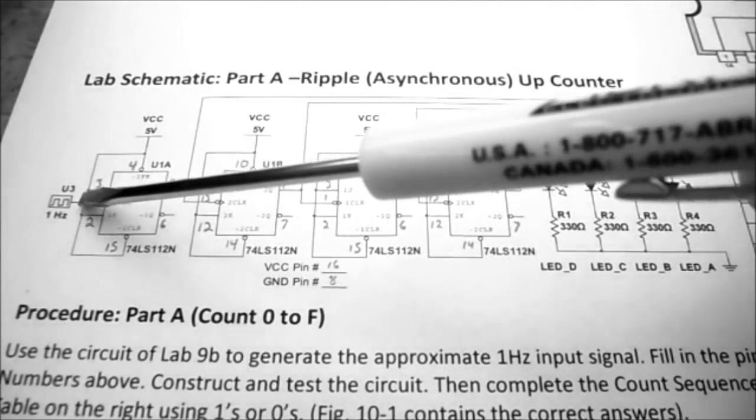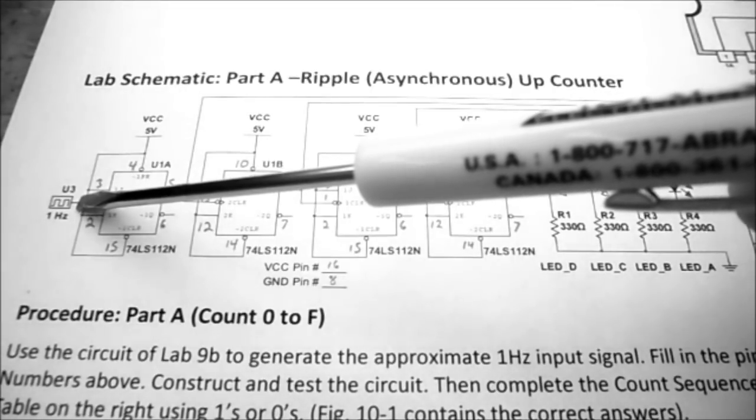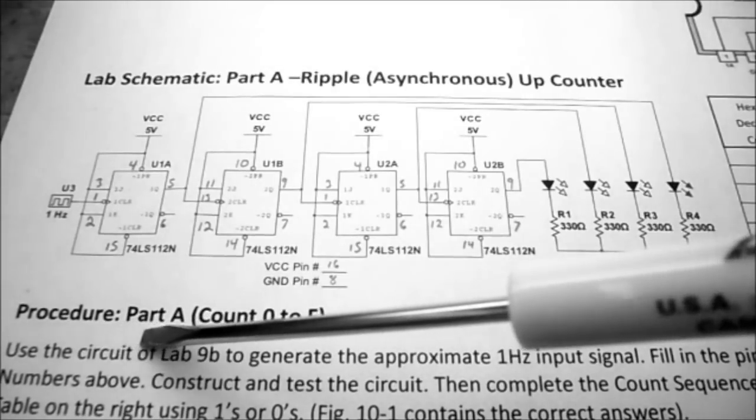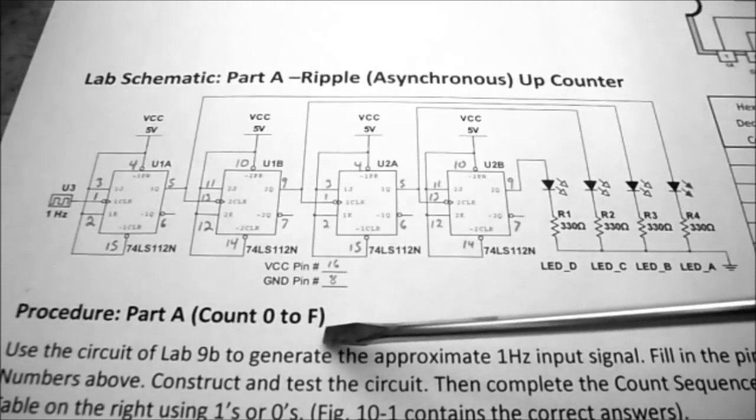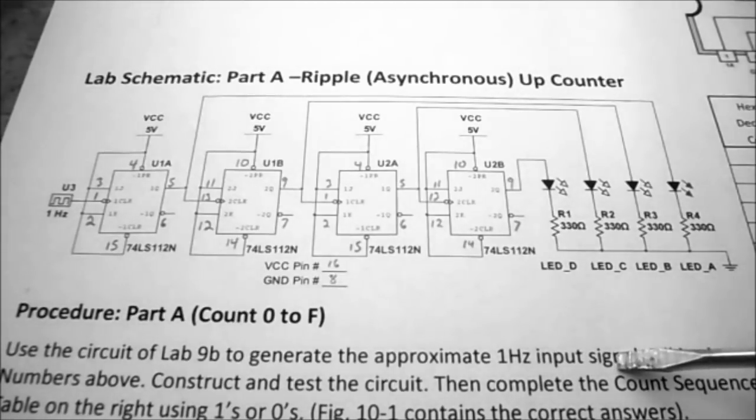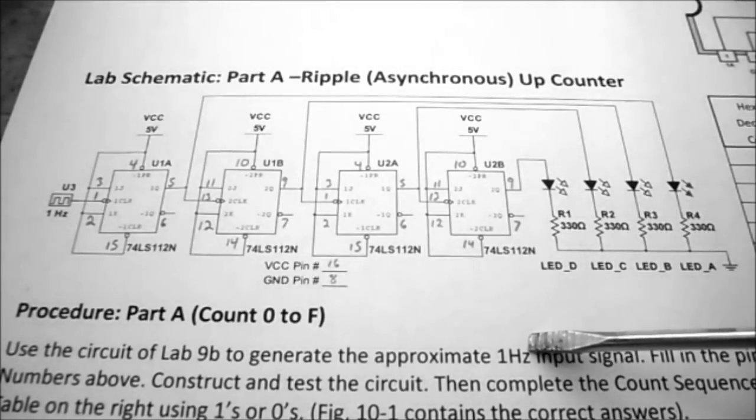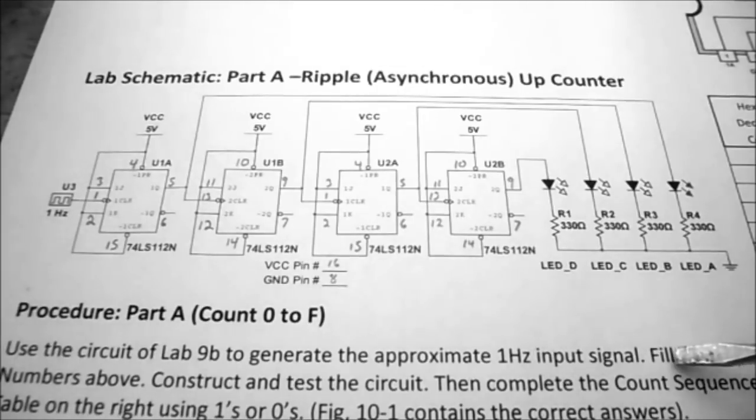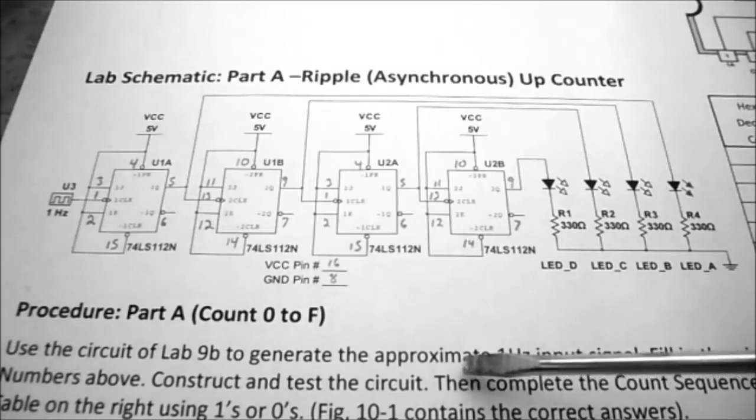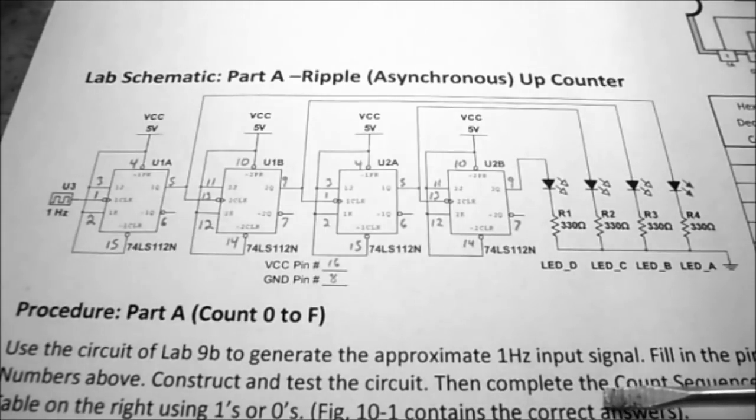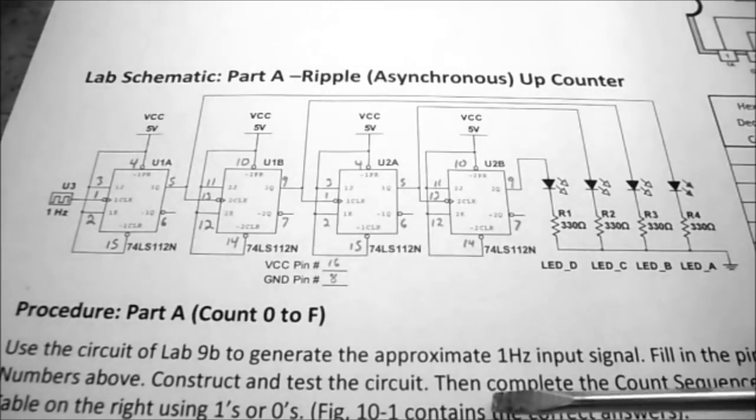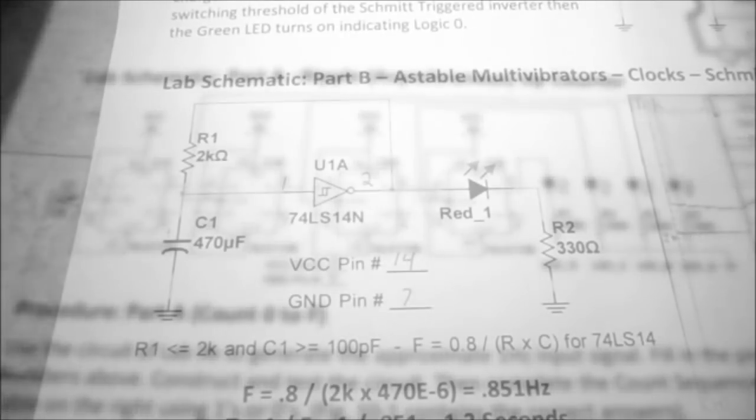I always seem to get a lot of questions about U3 1 Hertz here. It says in the procedure here, use the circuit of Lab 9B to generate the approximate 1 Hertz input signal. Doesn't need to be exactly 1 Hertz, just close. It tells you to fill in the pin numbers above, construct and test the circuit, then complete the count sequence table on the right using 1s and 0s. And Figure 10-1 contains the correct answer.